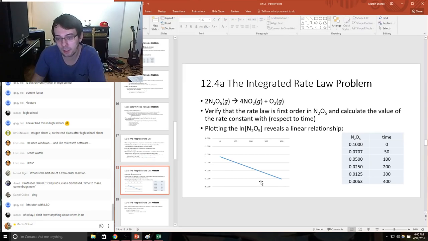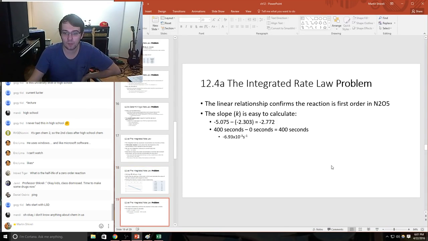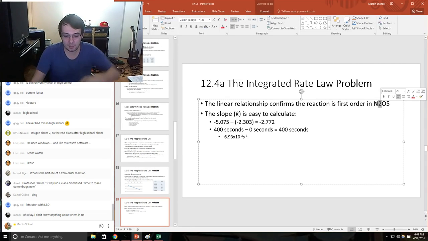And so it's perfectly linear here, which means that it's first order. It's first order in dinitrogen pentoxide. So we know there's a first order reaction, so calculating the slope is going to be very easy. Let me fix this as well.